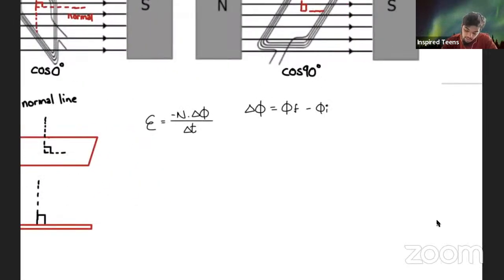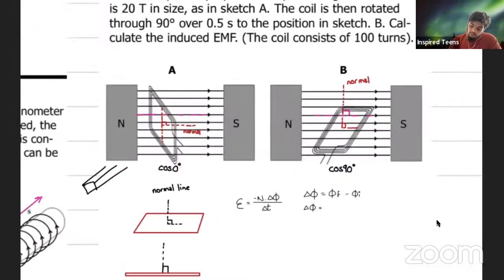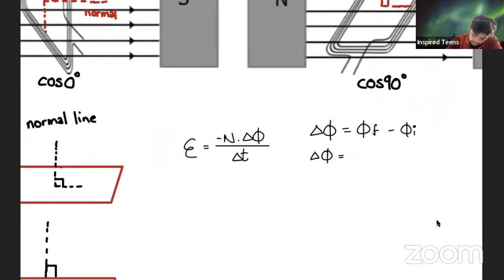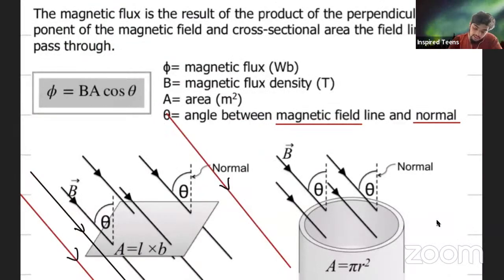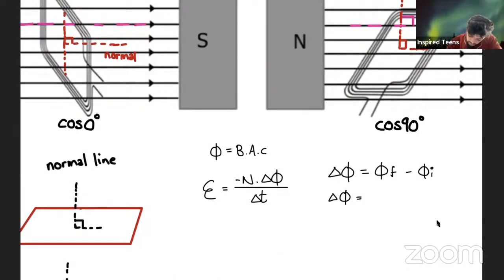Now we can basically calculate the change in magnetic flux. Change in magnetic flux is equal to final flux minus initial flux. Why do I say we can calculate that? Because we have the values for the final flux and the initial flux. Final flux is at B, initial flux is at A. So at B, let's consider the formula for flux. It's equal to B times A times cosine theta. Don't confuse phi and theta.